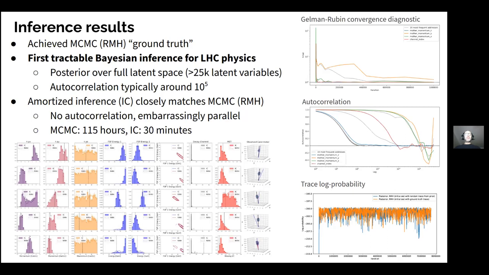So this is how you convince people and yourself that the amortized inference idea works. There's a nice, good result. An interesting thing about the amortized inference part is this embracing of the parallel. This is something very important.